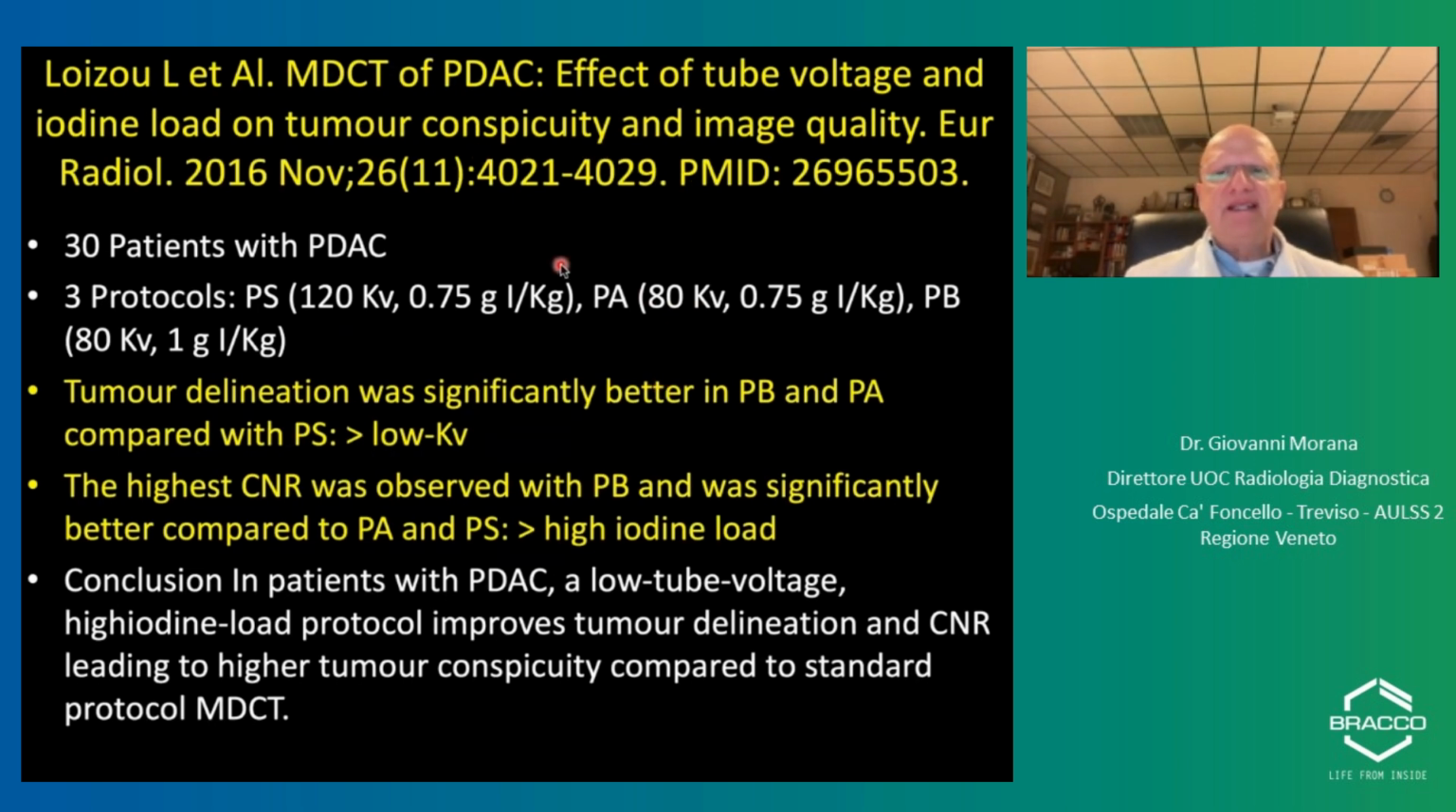So, for example, in this case, the effect of tube voltage and iodine load was much better, the tumor delineation, when we use the protocol B and A in comparison to standard. The standard was 100 kV, A and B was 80 kV. The B is with a higher iodine load, and the higher iodine load gave the highest contrast to noise ratio between the lesion and the parenchyma. So in conclusion, low kV, high iodine load protocols improve tumor delineation and contrast to noise ratio, leading to higher tumor conspicuity compared to standard protocol.